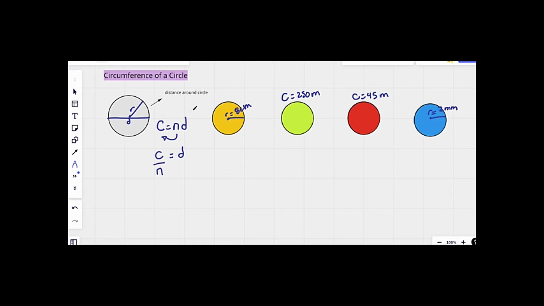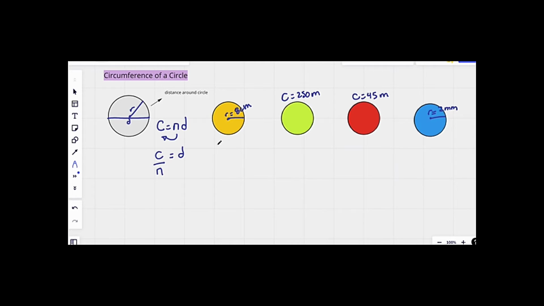So this is how we calculate our circumference right here. But if we have our circumference, we have our pi, and we're trying to calculate our diameter, we then need to leave diameter on its own. And in order to do that, we have our circumference value divided by pi, and that will give us the diameter. Okay, so let's try to calculate the diameter in all of these questions.